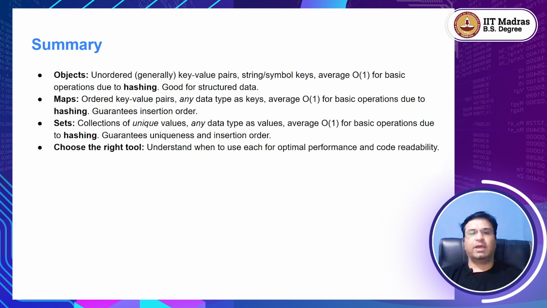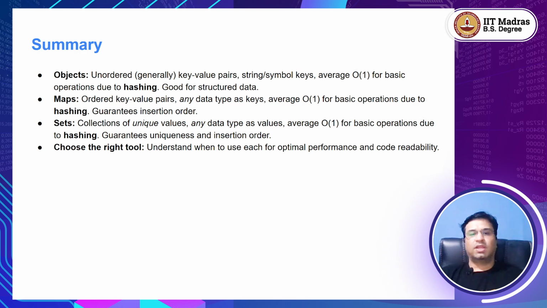Alright, let's quickly recap what we have covered today. Objects are your go-to for flexible, unordered collections of key-value pairs where keys are strings or symbols. They offer excellent average Big O performance for adding, accessing, and deleting properties, primarily due to their hashing mechanism. They are ideal for representing structured data like user profiles or API responses.